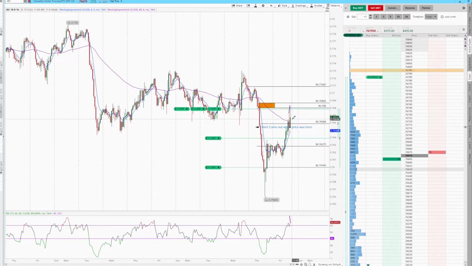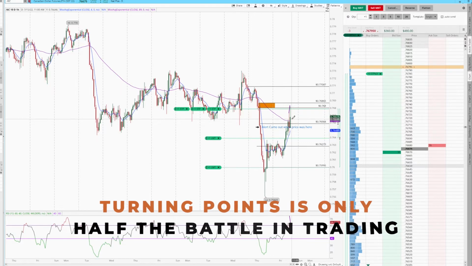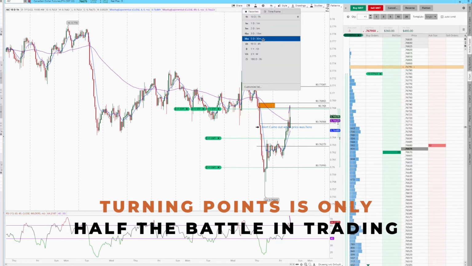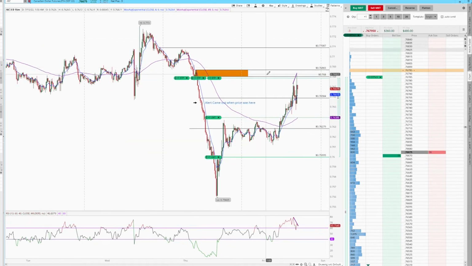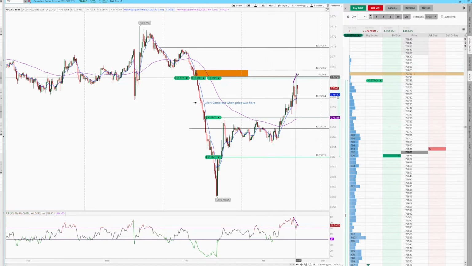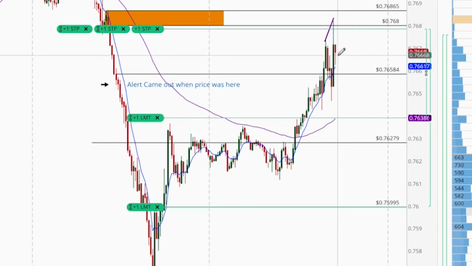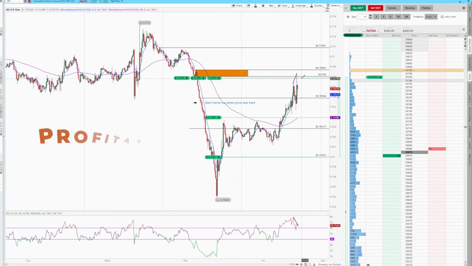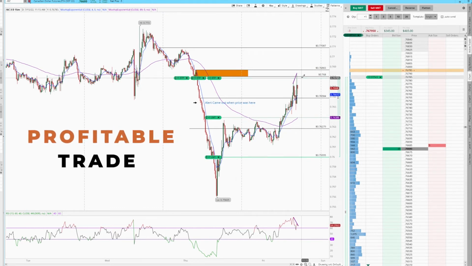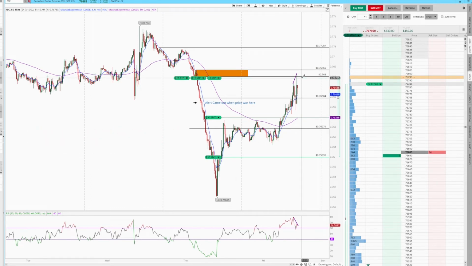Finding turning points is only half the battle in trading. The other half of trading is being disciplined enough to eliminate FOMO from your vocabulary and moving your stops accordingly. I would love price to come back down here. I don't know if it's going to right now. So what I'm doing is ensuring a profitable trade. If nothing else, I cover the cost of commissions on the day on future trades that I take.